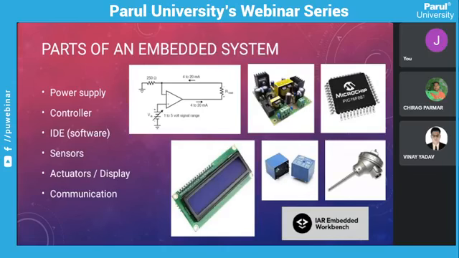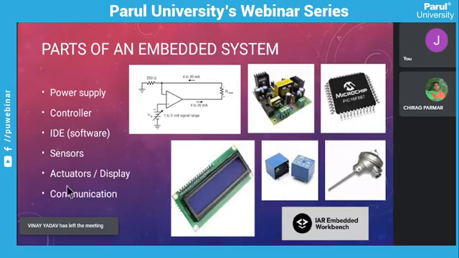Okay. Then there are sensors. These are the senses of an embedded system. It is through these that the controller reacts to the environment. It senses, it receives the input from the environment. Then there are actuators or displays. And at last, there is communication. So now we'll discuss each of them in detail.